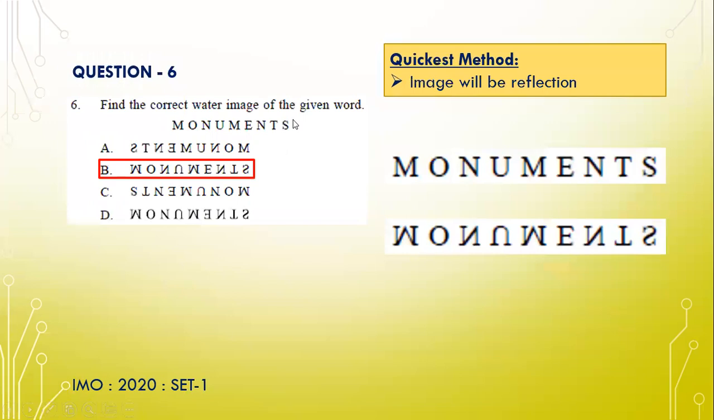Find the correct water image of the given word. Okay, so this is the given word, monuments. And what is the water image? Water image is reflection. So T will be inversed. N will be inversed. No change in E, but M will be inversed. U will be upside down. N will be upside down. No change in O, but M will be upside down.